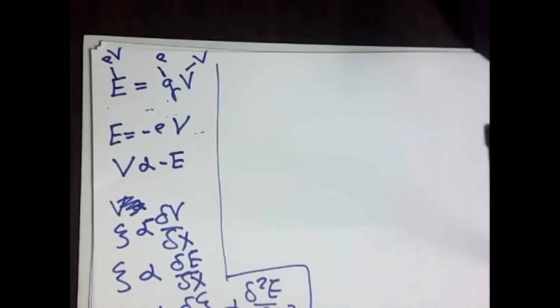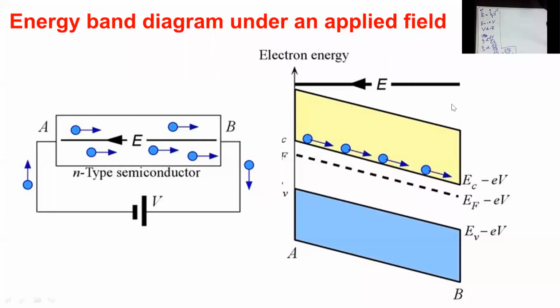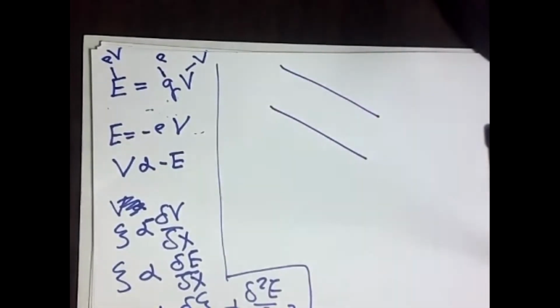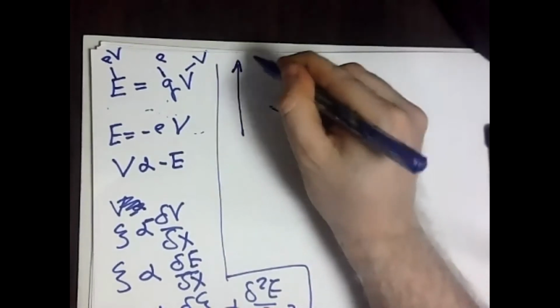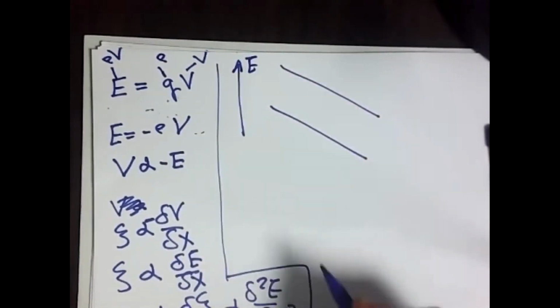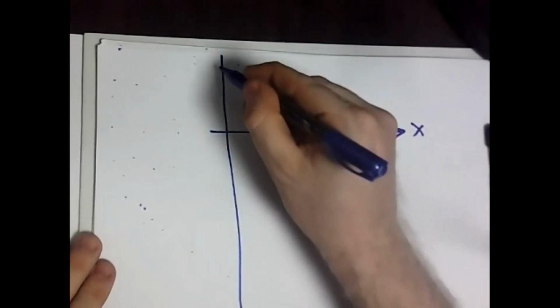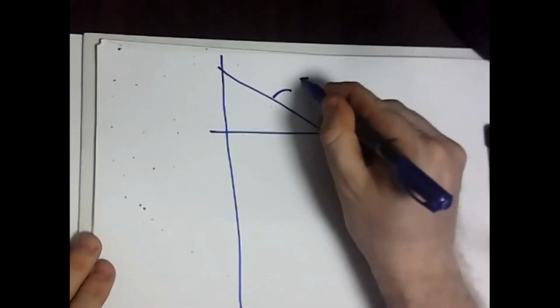So let me return to my slides and try to understand these equations using my slides. So let's take this energy band diagram as our example. So we have an energy band diagram like this. This y-axis represents the energy. This is X, and this is simply the energy.